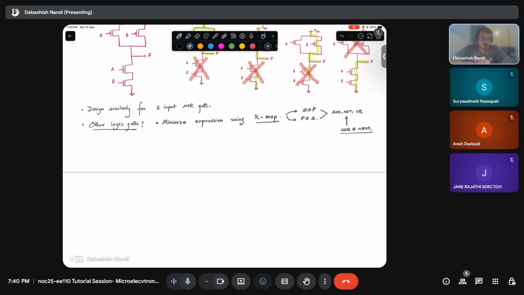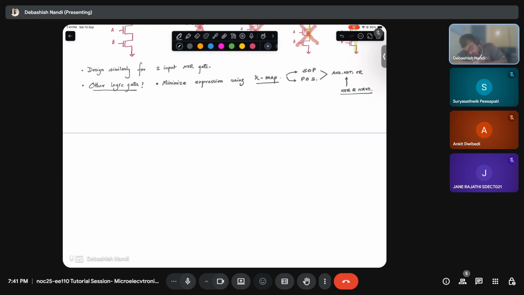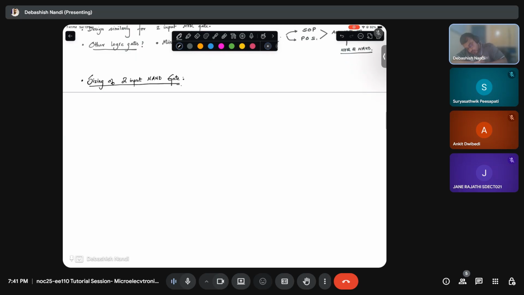Now we will move into the sizing of the transistors. So we will now do sizing of a 2-input NAND gate. So what are the constraints?